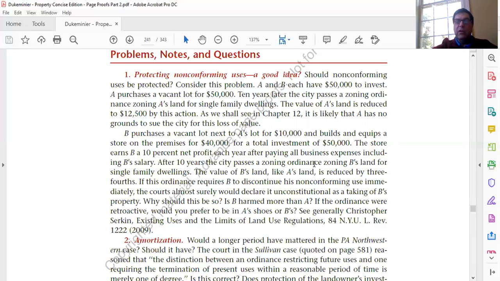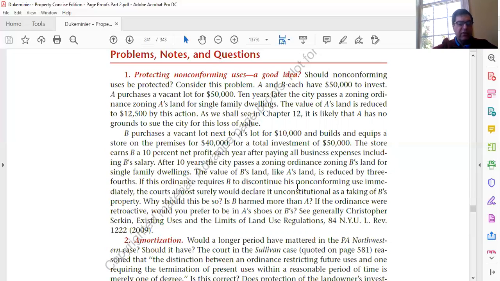Then after 10 years, the city passes a zoning ordinance that requires only single-family dwellings. The value of B's land is reduced by 3/4. The ordinance requires B to discontinue the non-conforming use immediately. The authors tell us that the courts almost surely would declare it unconstitutional as a taking of B's property, or at least requiring just compensation in order to enforce the regulation.